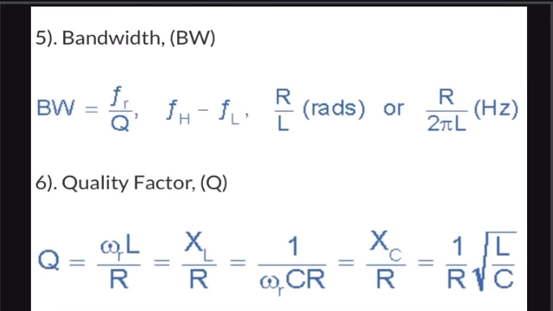Now let us see the bandwidth. Here bandwidth is equal to FR by Q, that is FH minus FL, and R by L in radians or R by 2 pi L in hertz.